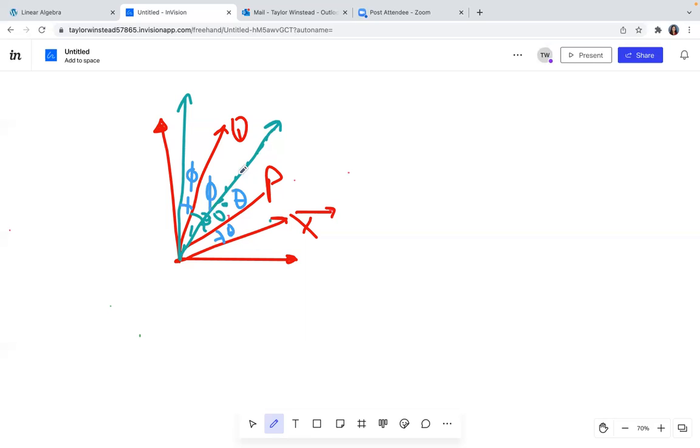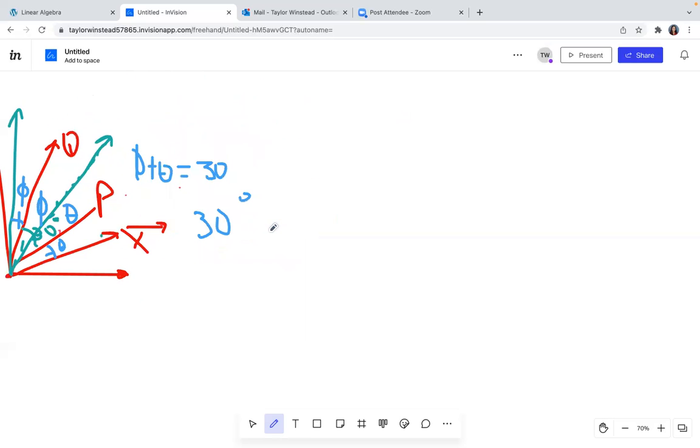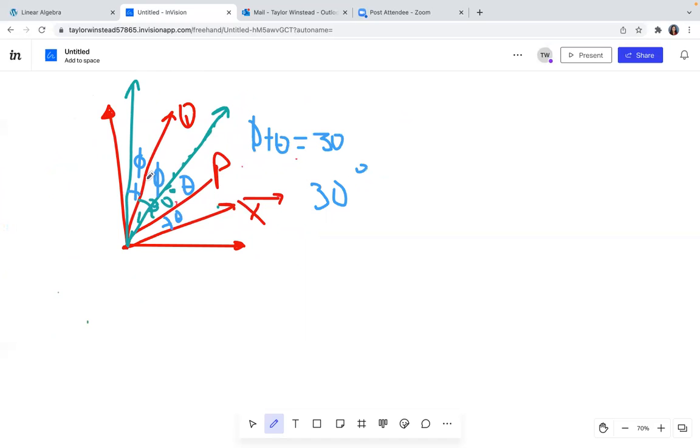But here's what we know. We know that phi plus theta equals, well, what does it equal? 30. Well, what is this? This is phi plus theta. So this angle altogether is going to be 30 degrees. And so that's going to be your answer. It's going to be 30 degrees, just like the same as in here.